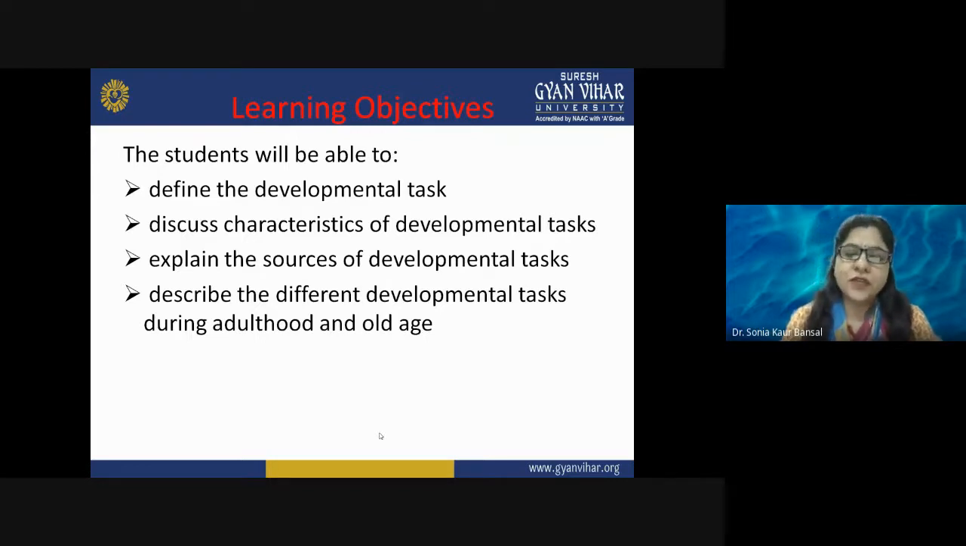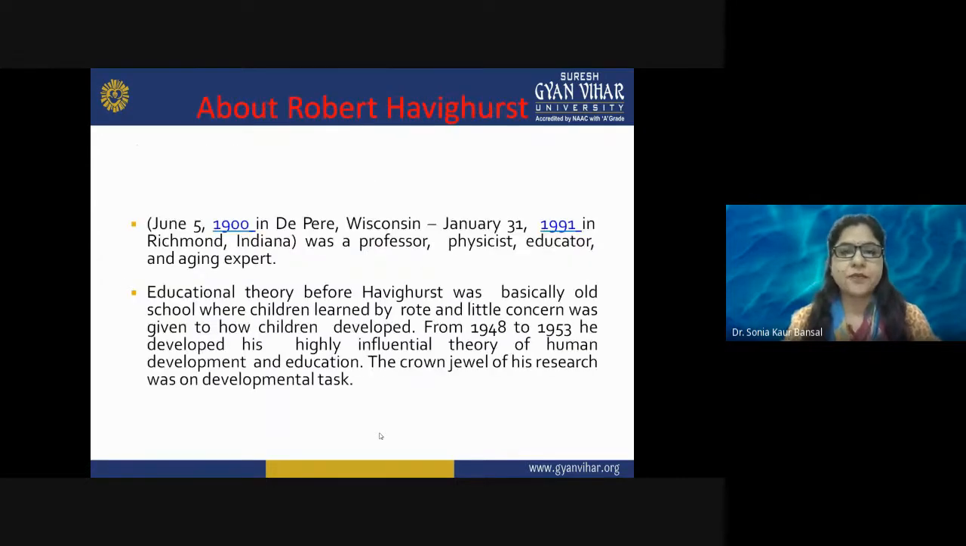So we have many times studied about earlier stages of development. Robert Havighurst has emphasized this concept of the developmental tasks which are done in different stages. All right, students, so let's understand it in a more elaborative way. First of all, let's understand who Robert Havighurst was and why we are so concerned about the theory given by him long ago.